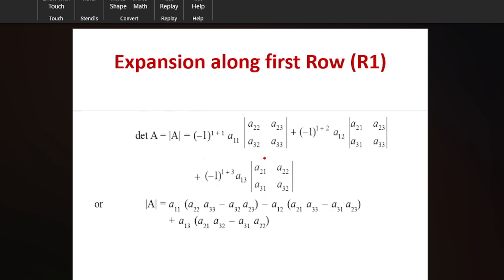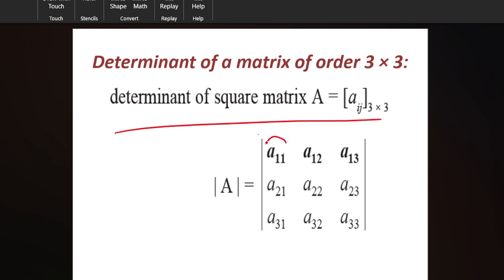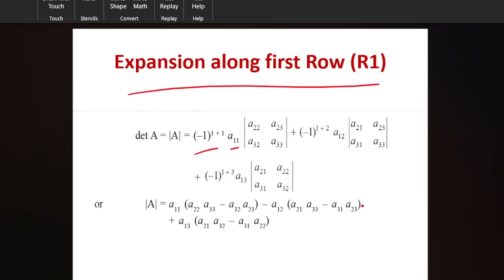So how we expand here, you see: the determinant along the first row. Now, how we find it: minus 1 to the power 1 plus 1 into A11 into its minor. Minor means for this element, eliminate the first row and first column. We'll get the determinant with A22, A23, A32, A33.